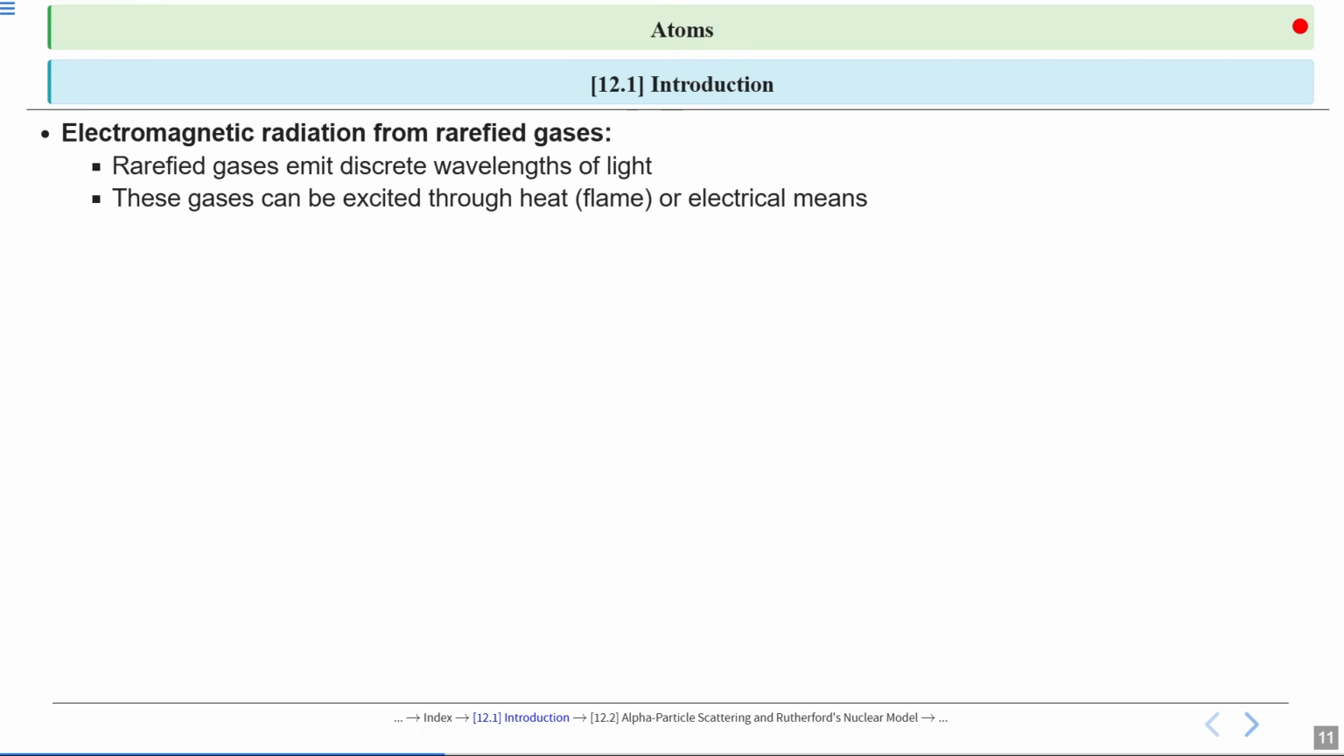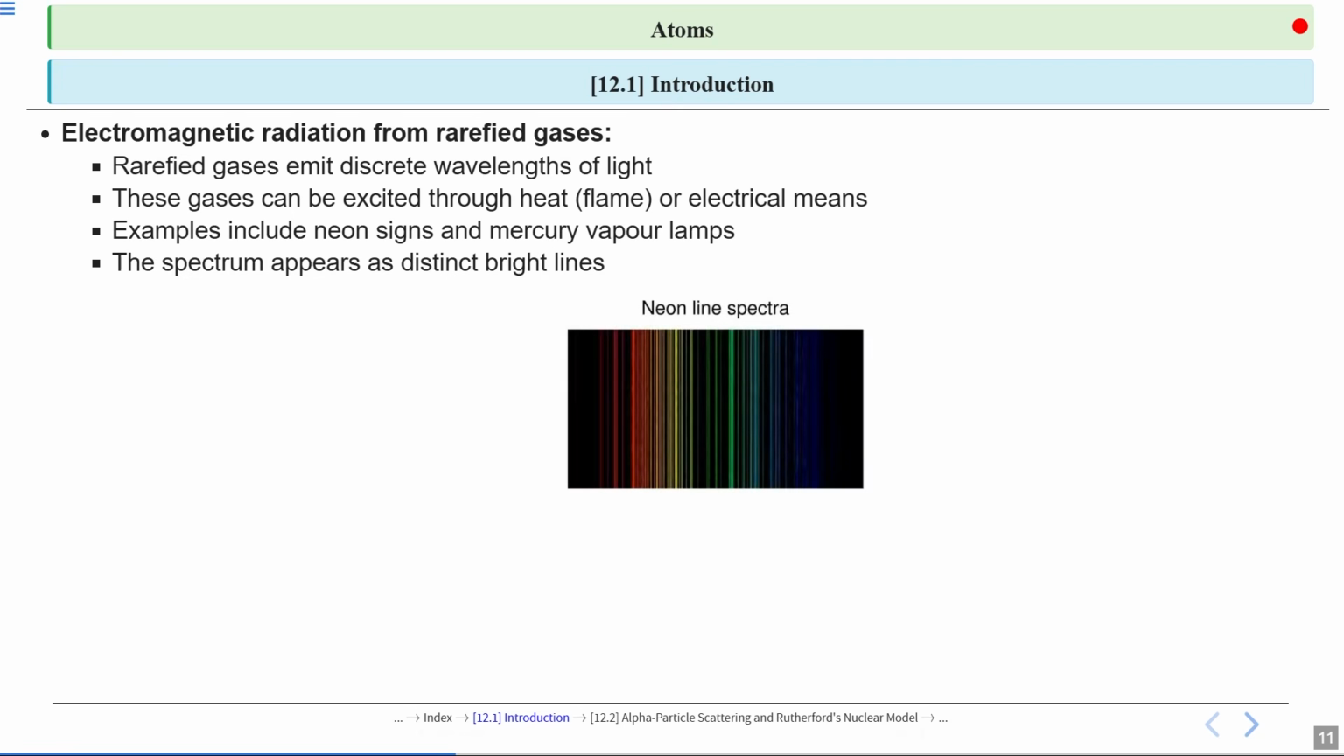We can excite the atoms in these gases by heating them, such as placing them in a flame, or by passing an electric current through them. Both methods give the atoms extra energy, causing them to emit light as they return to lower energy states. Some everyday examples of this phenomenon include neon signs, which glow in bright light, and mercury vapor lamps, often used in street lighting. In both cases, the color of the light comes from the specific wavelengths emitted by the gas inside the tube.